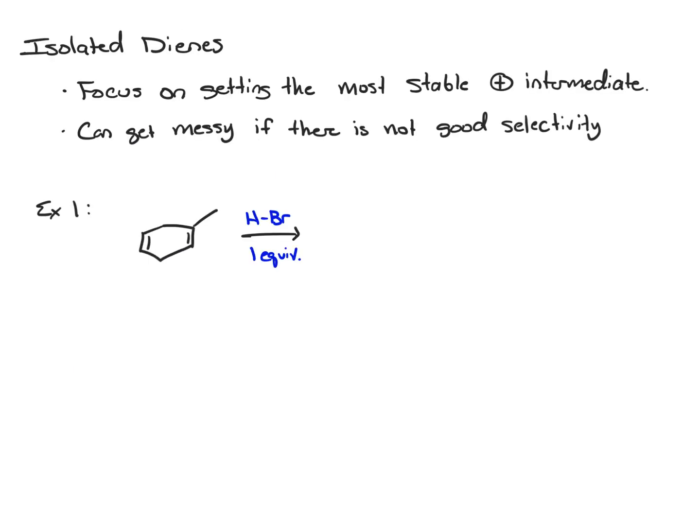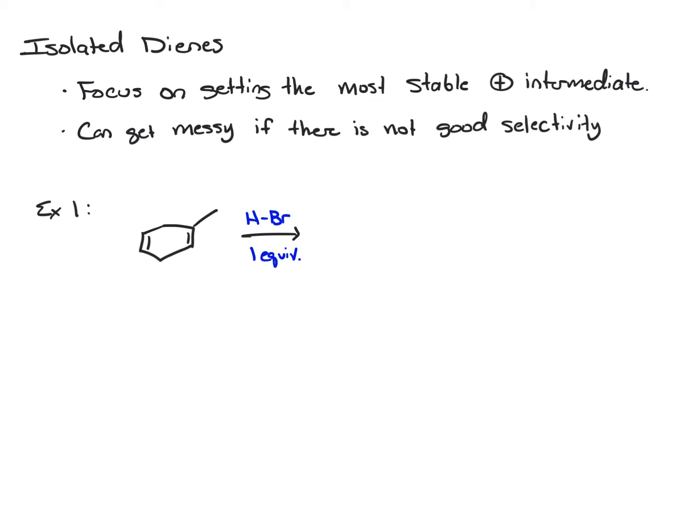If we're dealing with an isolated diene, what our focus wants to be to predict the product is going to be getting the most stable carbocation intermediate possible. One thing to keep in mind is that this can get messy if you don't have good selectivity, and I'll show you what I mean by that in a second example. So let's start with this first example where we have an isolated diene reacting with HBr.